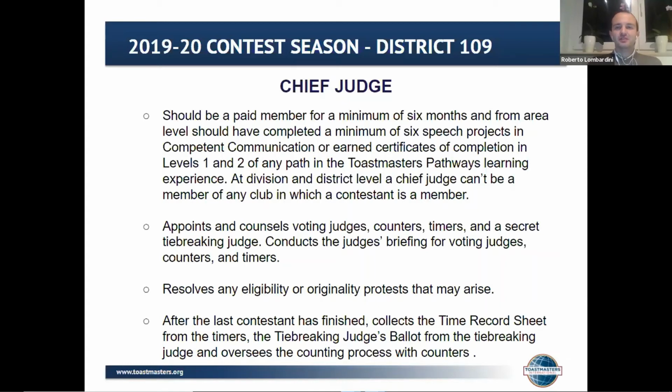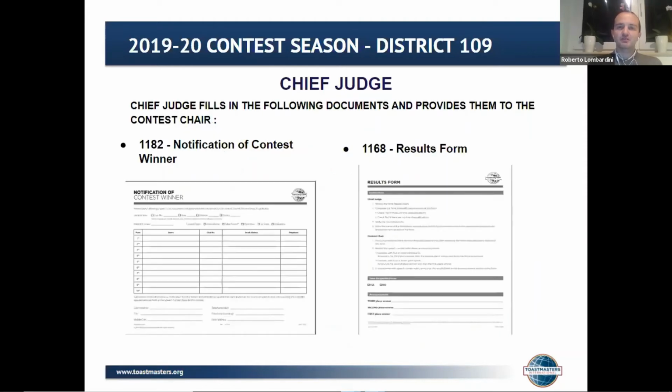He is the person that also knows the secret tie-breaking judge. He is also responsible for the protests addressed by contestants or other judges. And then he is the one that collects the time record sheet, so he has to go to the timers once a contest is finished to take this sheet and see if there are disqualifications, and also he or she should take care of the tie-breaking judge. These are the documents of the chief judge: he or she should fill the notification of who is the winner and the form with all the results.